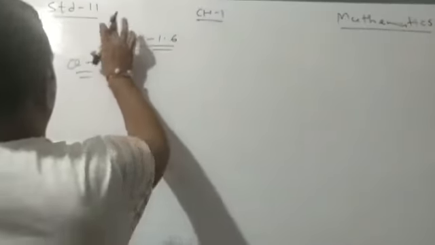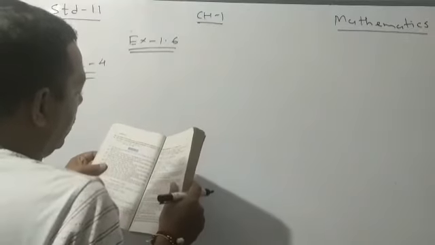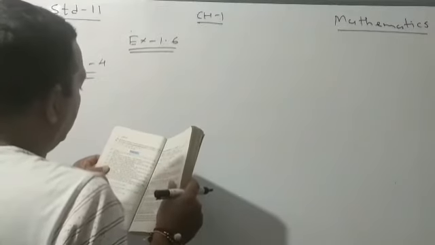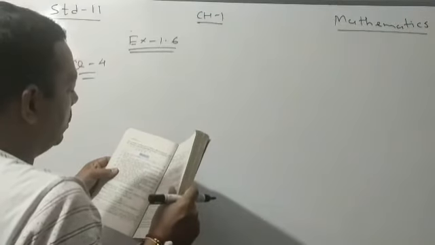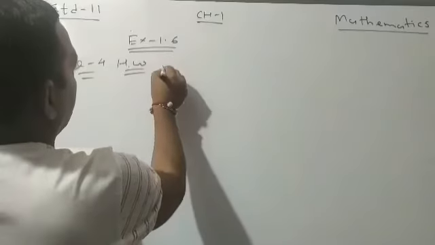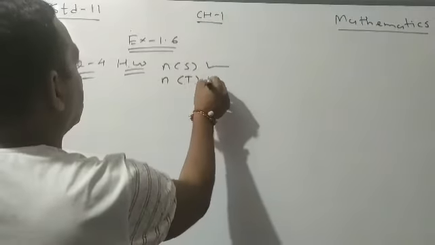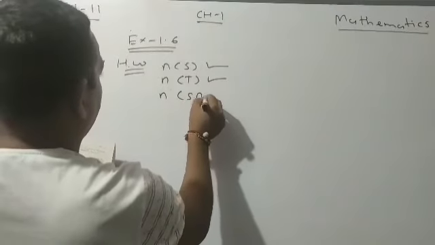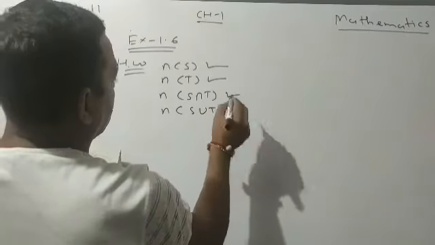Now question number 4. S and T are two sets such that S has 21 elements, T has 32 elements, S intersection T has 11 elements. How many elements does S union T have? I will give you this question as homework because N of S is given, N of T is given, N of S intersection T is given, and N of S union T is the question mark.